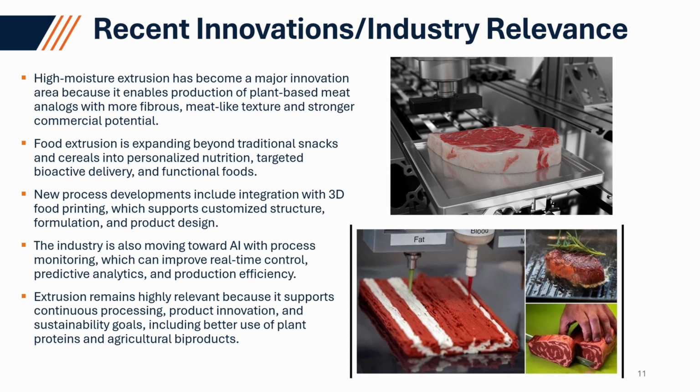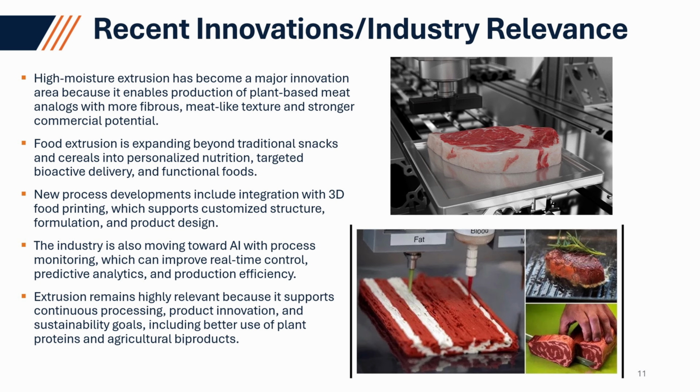Food extrusion remains highly relevant today because it continues to evolve with industry needs. One of the biggest innovation areas is high moisture extrusion for plant-based meat analogs. This has gained a lot of attention because it allows manufacturers to create more fibrous, meat-like structures from plant proteins, which has strong commercial value in the current market. Extrusion is also moving beyond traditional snacks and cereals into areas like personalized nutrition, targeted bioactive delivery, and functional foods. That means it is increasingly being used for not only convenience foods, but for more specialized nutritional applications.